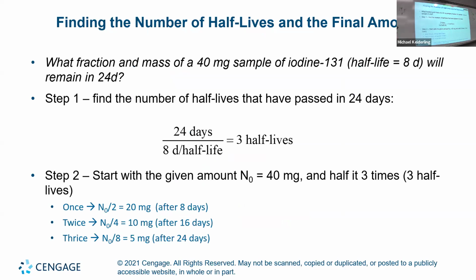So to find the number of half-lives, you can find the fraction of the mass. So what fraction of the mass of a 40 milligram sample of iodine-131, which has a half-life of 8 days, will remain in 24 days? The first step is to figure out the number of half-lives that have passed in 24 days. 24 days divided by 8 days per half-life is 3 half-lives. We start with the given amount, 40 milligrams, and halve it 3 times. So 40 divided by 8 is 5 milligrams. So after 24 days, there'll be 5 milligrams of iodine-131.